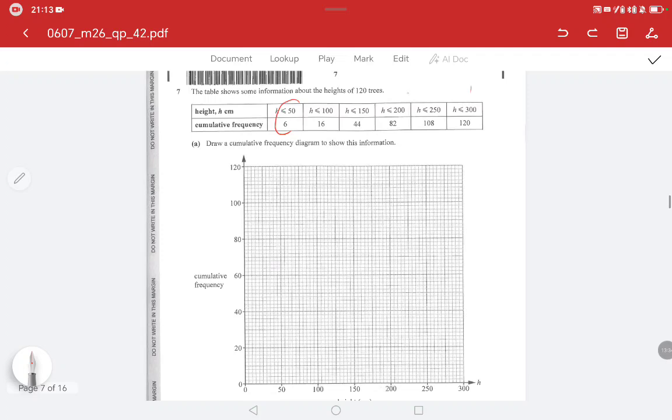Okay, so here we have 50 and 6. If we look at this one, this looks like 10, so it's 2, 2, right? So 2, 4, 6, 6 should be here. 116 should be here. And 150, 44, okay, 40, 42, 44 is here. And then 282, 80 is there, so this is 82. 250 and 108, 250, 100, 2, 4, 6, 8 is there. And then 300 and 120 is the last one.